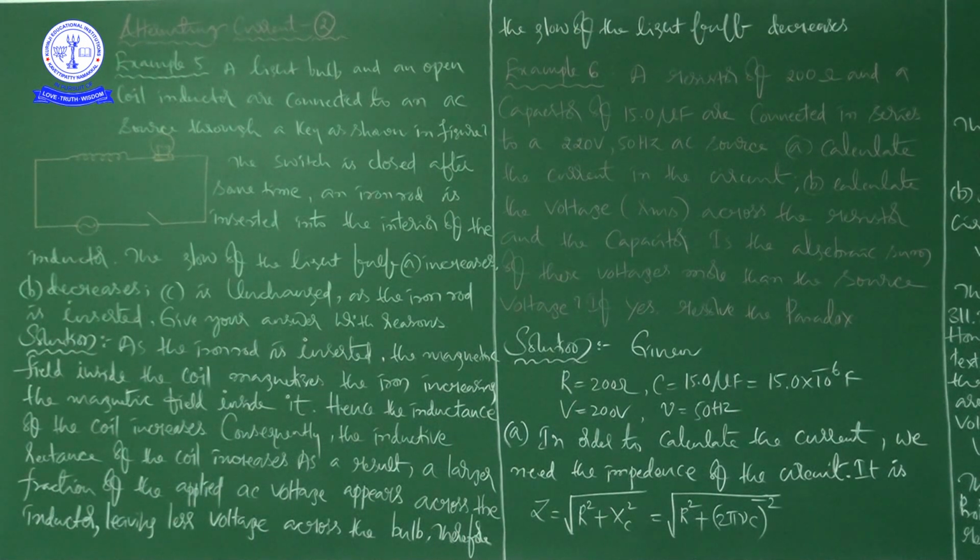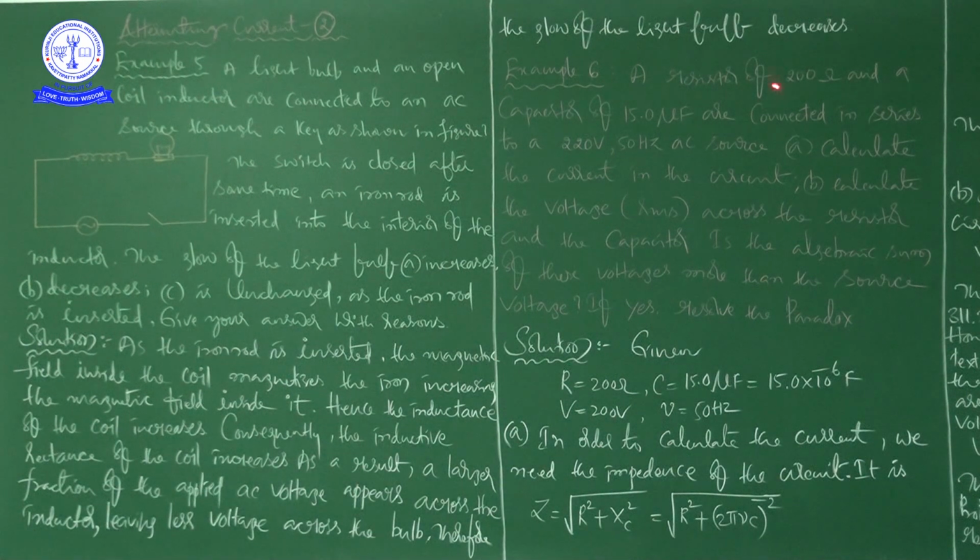Please try to understand, first the switch is going to close, then automatically current starts to flow. At this time he is inserting an iron rod through the inductor. Then what happens to the glow of the light bulb? So already we discussed the solution also, so it will be decreased. But anyhow, the glow of the light bulb will increase or decrease or be unchanged as the iron rod is inserted. Give your answer with reason.